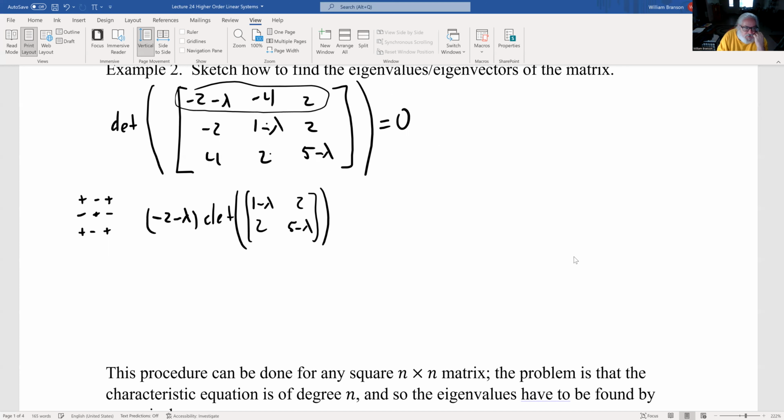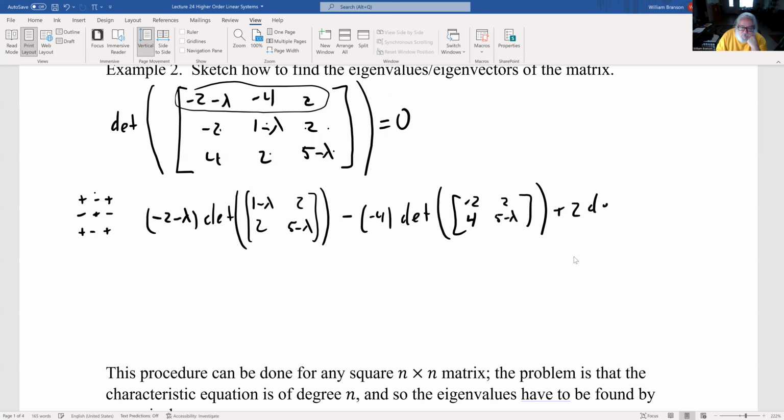That's these four terms. And then we get minus from the checkerboard, -4 times the determinant of the matrix that you get when you get rid of the row and the column that the -4 is in. So that's -2 and 4, and 2 and 5 minus lambda. And then you get plus from the checkerboard, 2 from the row, and the determinant of -2, 4, 1 minus lambda, 2.